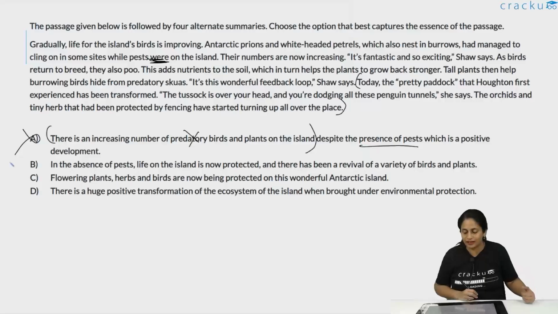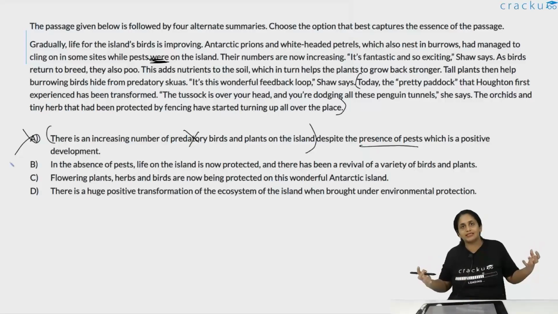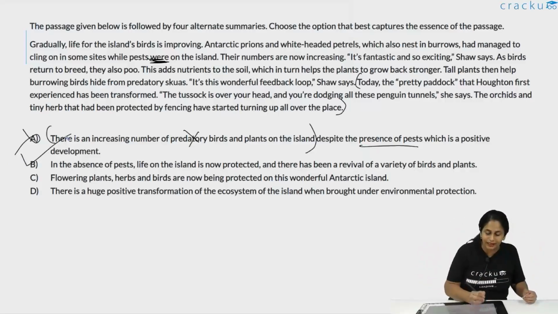Option B: In the absence of pests, life on the island is now protected. There has been a revival of a variety of birds and plants. So this is exactly the point being made. Now that the pests are gone, everything is flowering and it is supporting each other. So I would say this is the right answer.